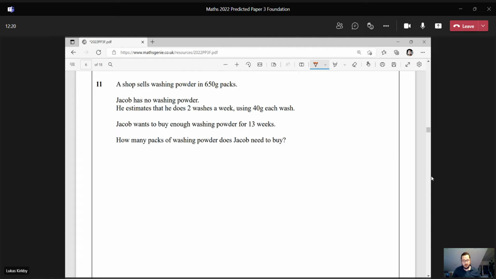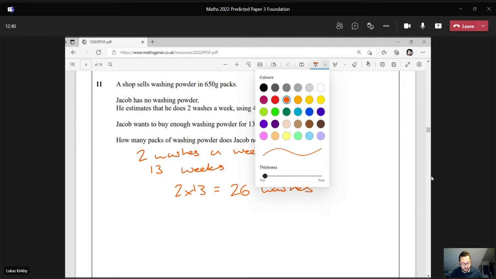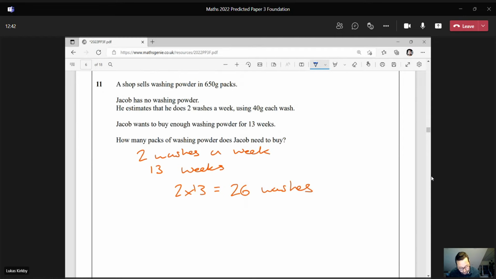Right. So let's just repeat what we've got. So we've got 2 washes a week. And he wants 13 weeks. So that's going to be 2 times 13, which is 26 washes. Okay. So now we want to look at how many grams per wash. So it's 40. So 40 grams per wash. So we want 26 washes times 40.